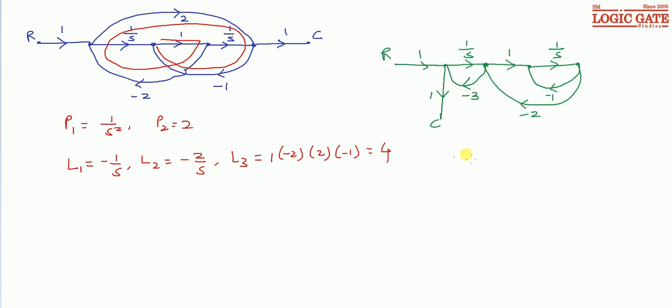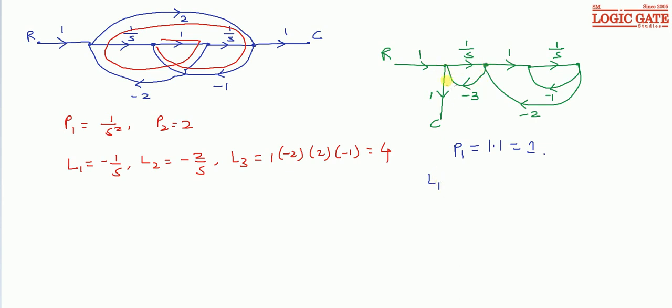Now for the next signal flow graph, let's find out the number of forward paths and the loops. So forward path is the path from input node to output node without repetition of any node in between. So this signal flow graph has just one forward path, 1 into 1. Its gain is 1 into 1, that is 1. Okay, and let's find out the loops.